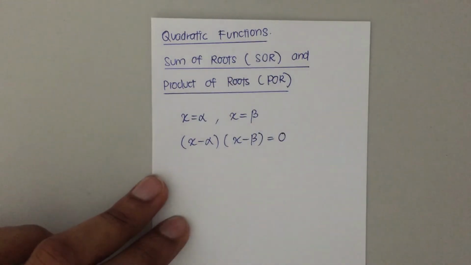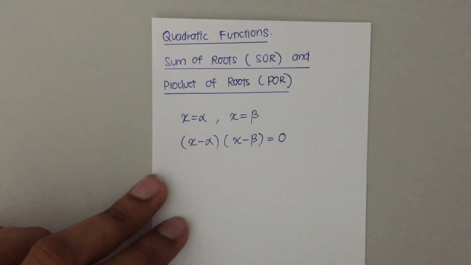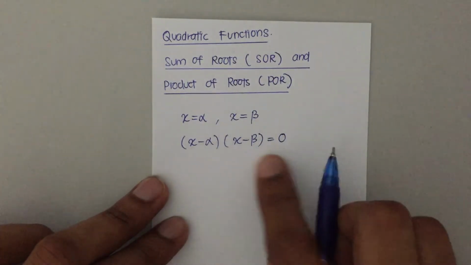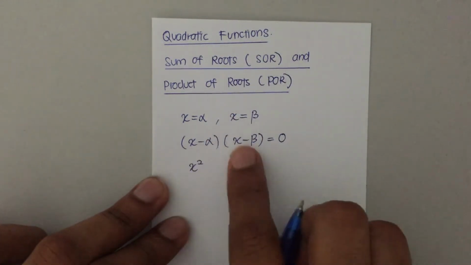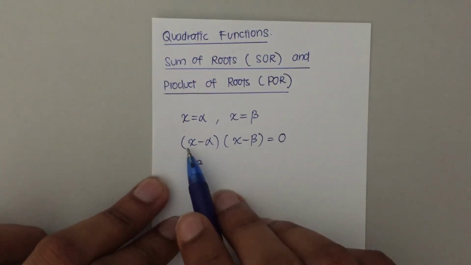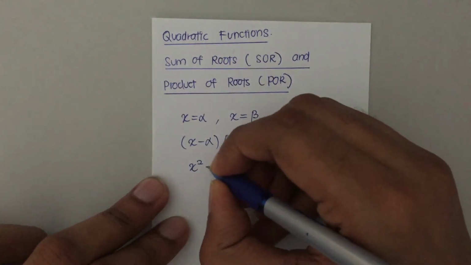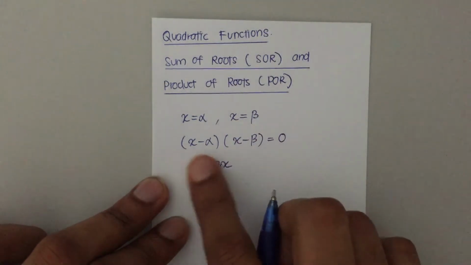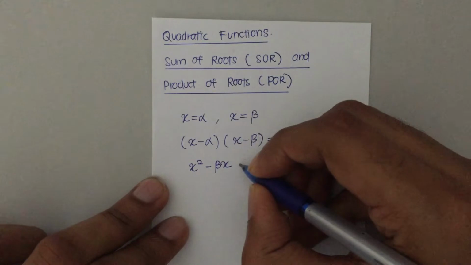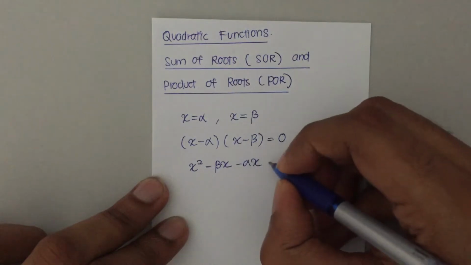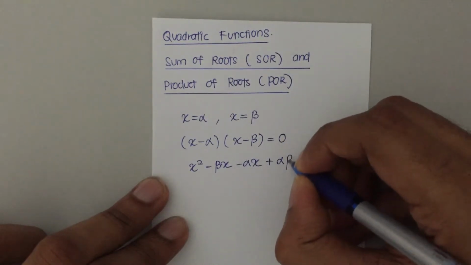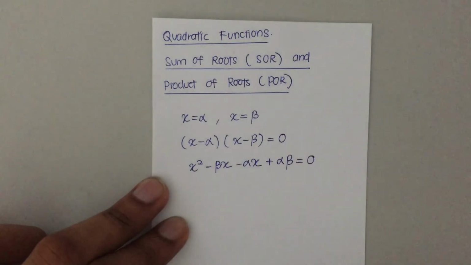Now you are going in the reverse direction, guys, because you literally want to form a quadratic equation. So from here, let's say you decide to perform the expansion. Let us do the expansion now. x times x gives you x square. x times negative beta gives negative beta x. Negative alpha times x gives negative alpha x. Negative alpha times negative beta gives positive alpha beta, equals 0.